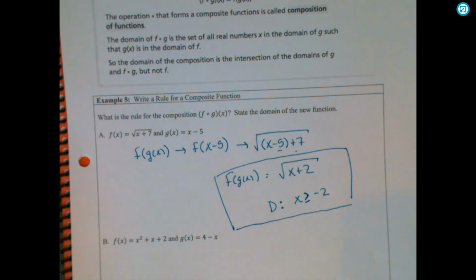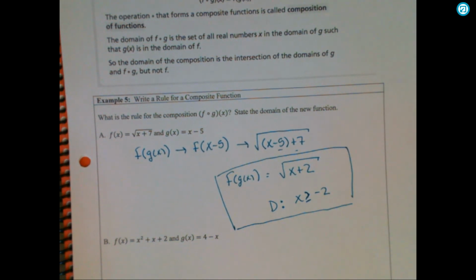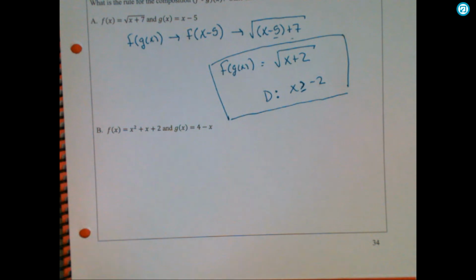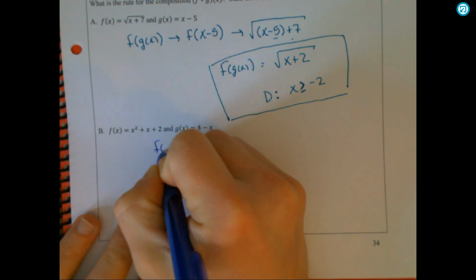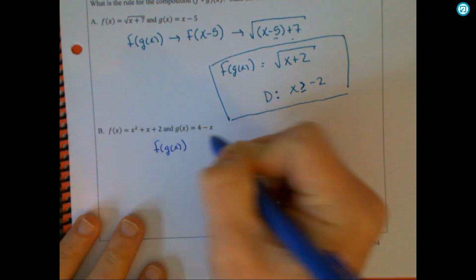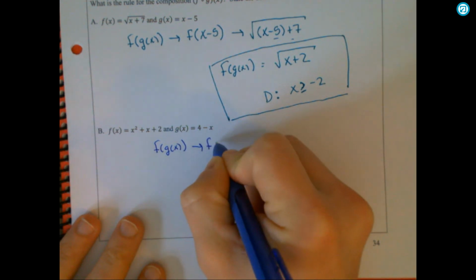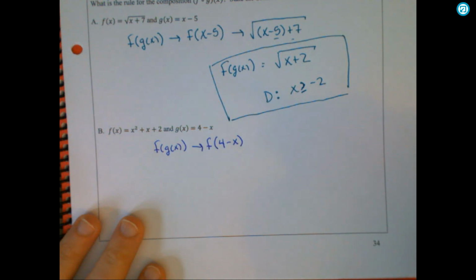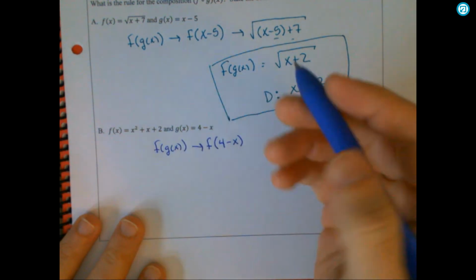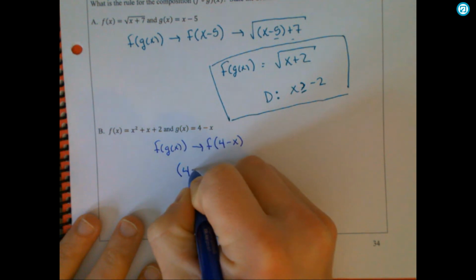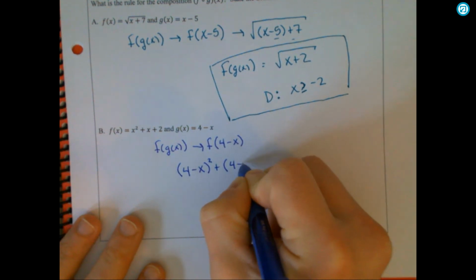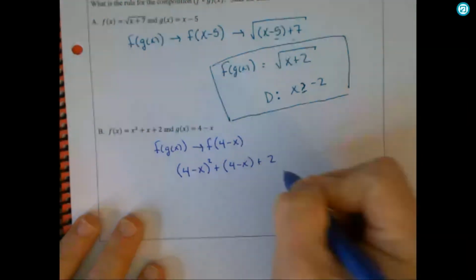All right. And then B is the most, it's not difficult, but it's tedious problem of the day. So with this, you're just doing a bunch of math skills here, honestly. If we're going f of g of x, that tells me that in my f function, wherever I see an x, I'm plugging in 4 minus x. So this is where the fun begins. I have x squared. So in parentheses, we're going to have 4 minus x squared plus x. So that's 4 minus x plus 2.